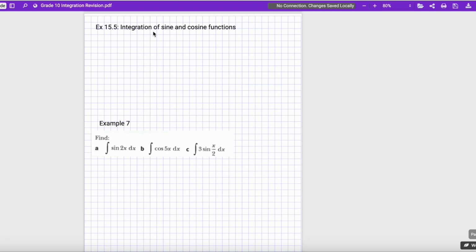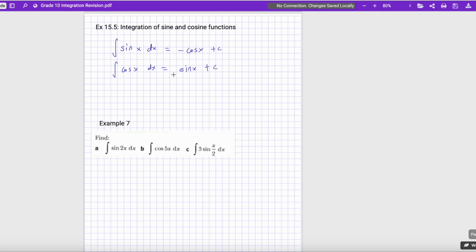Exercise 15.5. We're going to look at integration of sine and cosine functions. What is the rule to integrate the sine function? If we integrate sine x dx, that will be minus cosine of x plus c. That is the process of integrating sine x. And if we integrate cosine x dx, that will be sine x plus c.